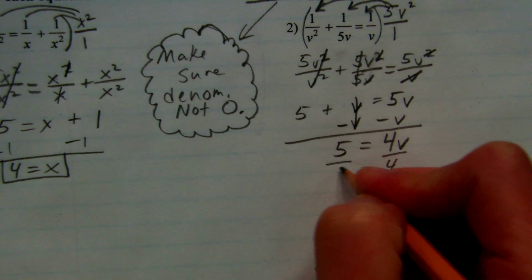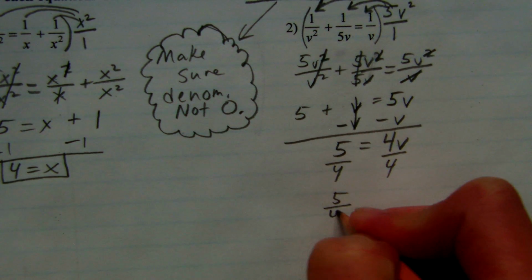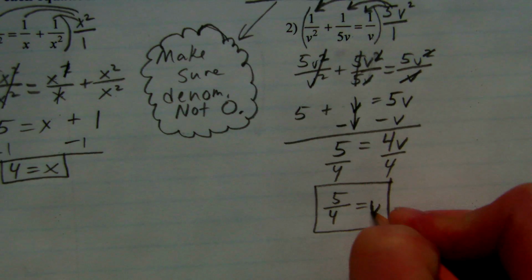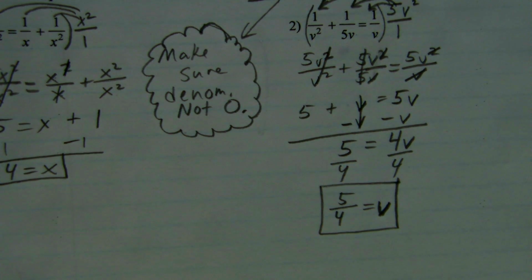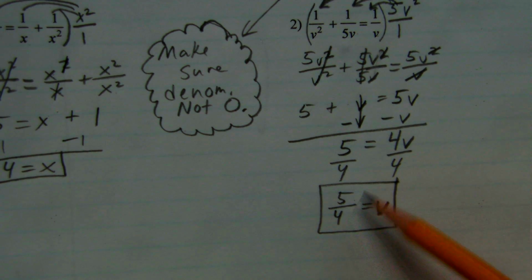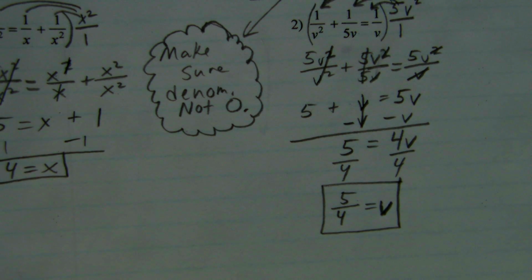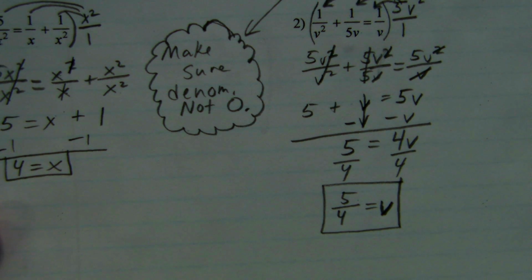So divide by 4. And we can just leave this improper. 5/4 equals v. If you want to make it 1 1/4, you can. 1.25 would be the same thing. But on the answer keys, it's always just going to be an improper fraction. Okay? So let's move forward and see what else we're going to have.